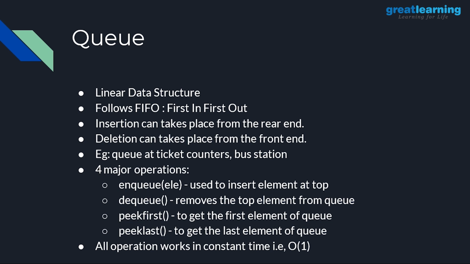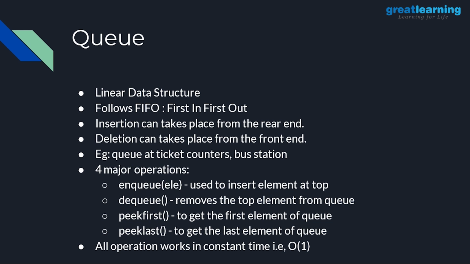Those are enqueue, dequeue, peek first, and peek last. What do you mean by these operations? Enqueue means to insert an element. Then we have dequeue, where we are removing the element. Peek first, we are peeking at the first element, and peek last to get the last element of the queue. All these operations are done in constant time, that is big O of 1.